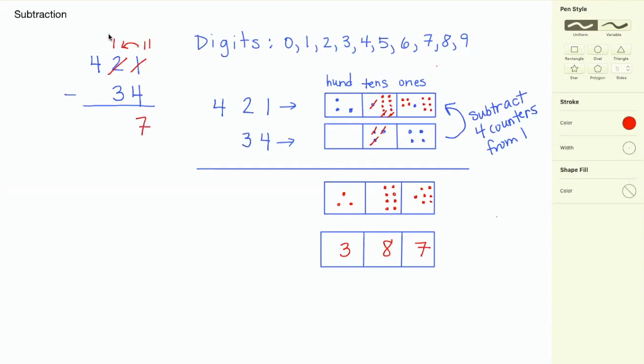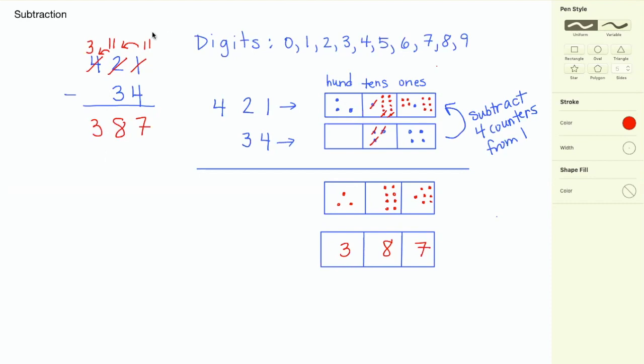Same thing happens now when I look and I say, oh, I have 1 counter and I need to take away 3. I can't. Look at the next column over. Hey, you have 4 hundreds. Can I take 1? Sure. So I only have 3 hundreds, and the 100 that I put here adds 10 more tens to the one I already have. So this becomes 11. So if I have 11 take away 3, that leaves behind 8. And 3. And that's the idea of borrowing.